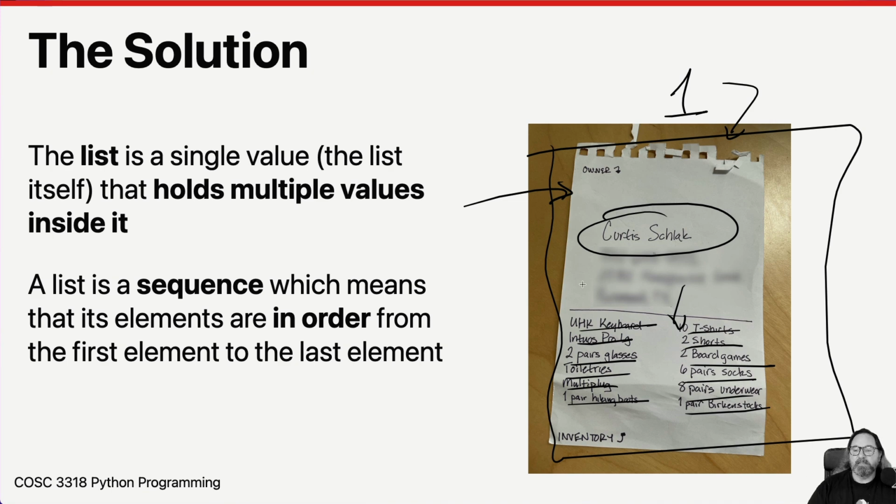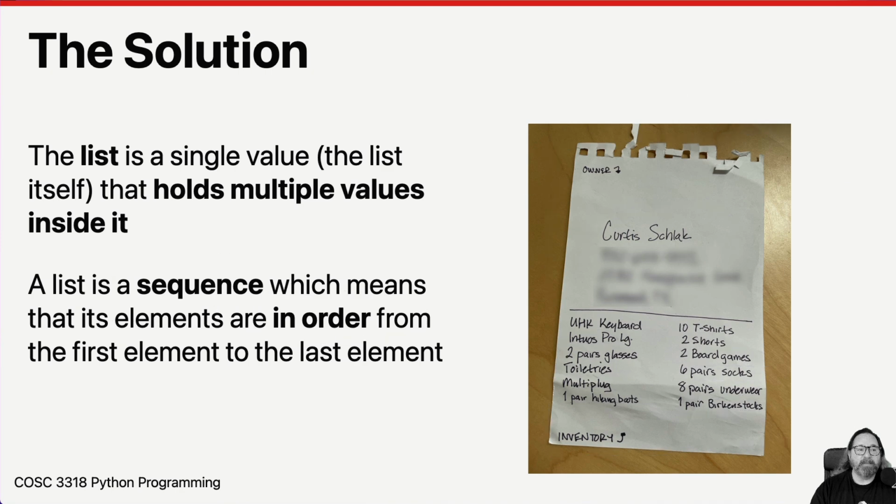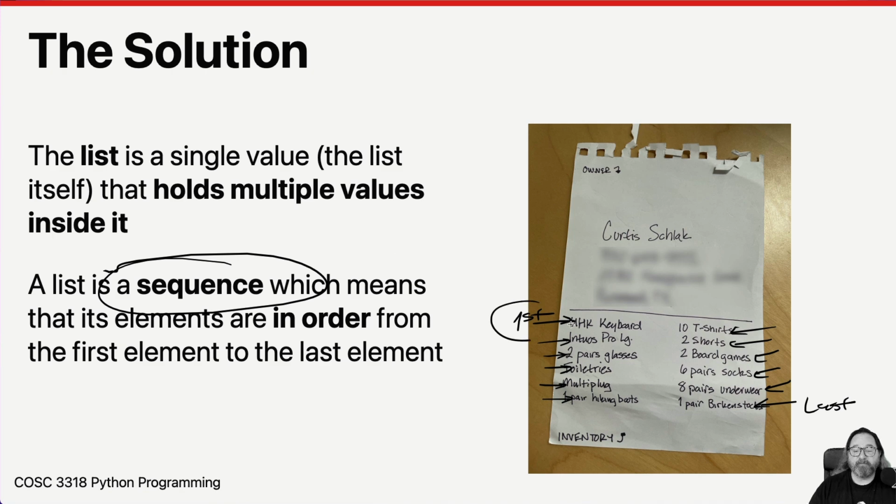So a list is a sequence, which means that things are in order. If we look at the list over here on the right, we can see that the first thing on the list is this keyboard, and the last thing on this list is some Birkenstocks, and in between, there is an order to these things. Even though they're not numbered, we can look at them and say, oh, there is an order. It goes from the first element to the last element, just like that. That's what a sequence means, and a list is a sequence. It has a first element, it has a last element, if it's not empty.